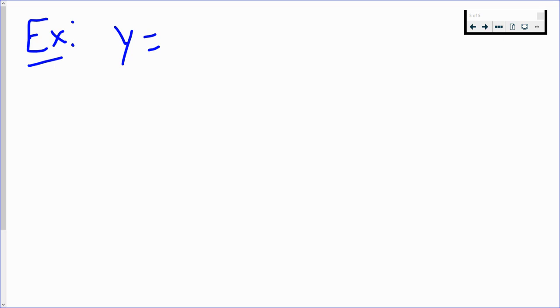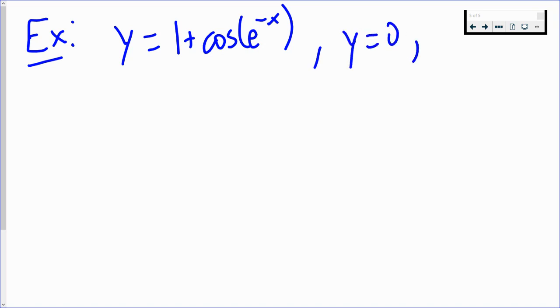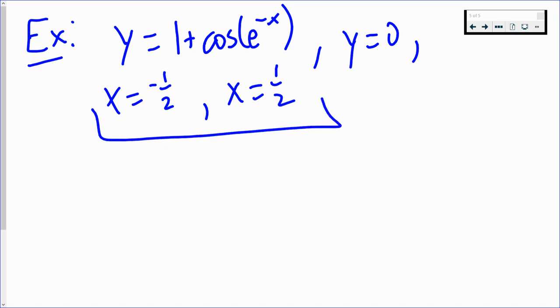Y equals 1 plus cosine of e to the negative x. Y equals 0. X equals negative 1/2, and x equals 1/2. Okay, so for this one, they basically gave us the bounds. We know we're looking at the region between x equals negative 1/2 and x equals 1/2.